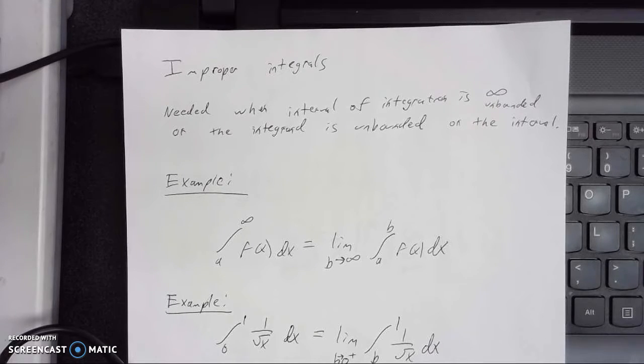Well, the answer is these are needed when the interval of integration is unbounded, which means that one of the bounds is at infinity, or when the integrand, the thing that you're integrating, is unbounded somewhere on the interval. So, a couple of examples of where this might come up. Say you were integrating some function from a to infinity.